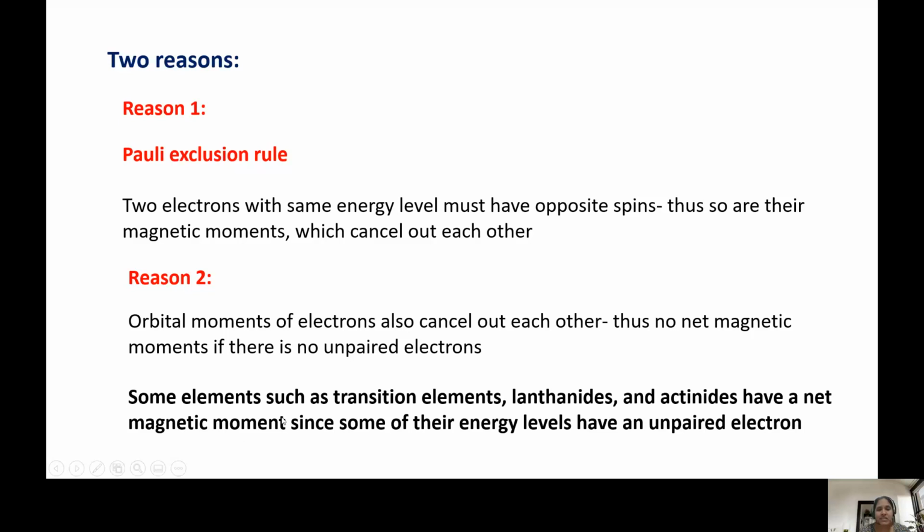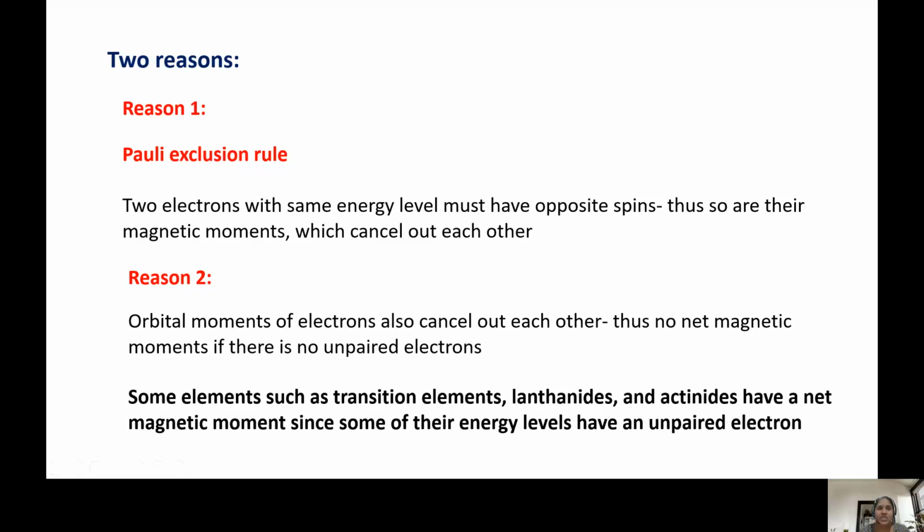Some elements such as transition elements, lanthanides, and also the actinides have a net magnetic moment, since some of their energy levels have unpaired electrons. As I already told, the existence of unpaired electrons is the main reason for the net magnetic moment. Here the transition elements, lanthanides and actinides have the net magnetic moment due to the presence of the unpaired electrons.